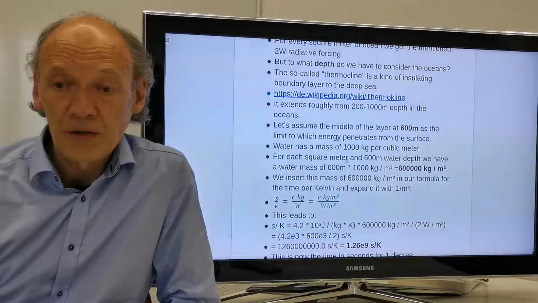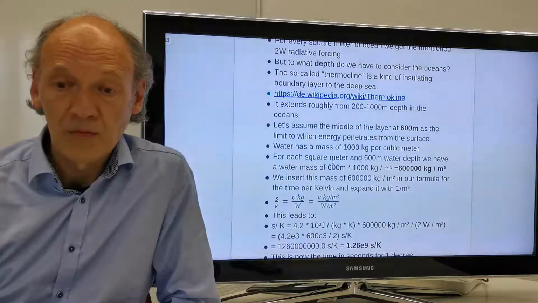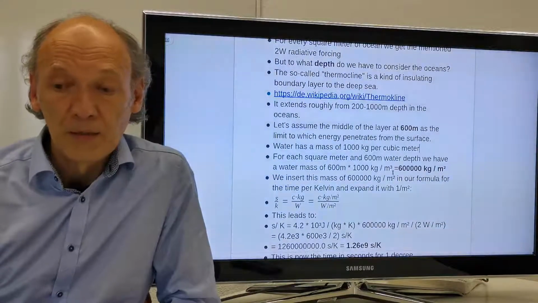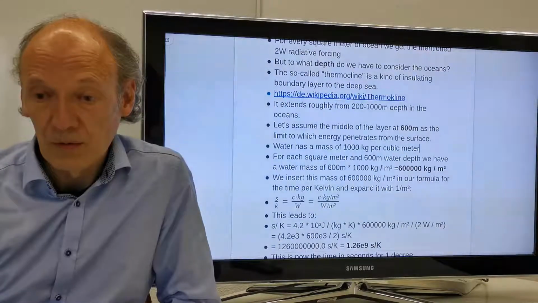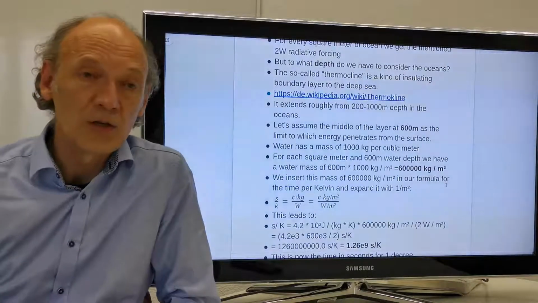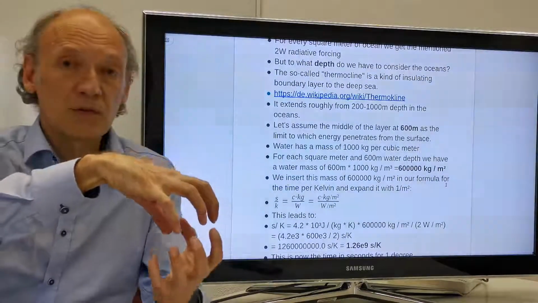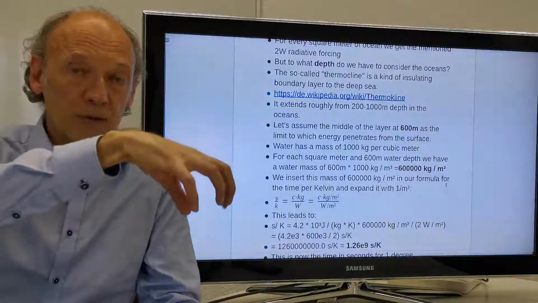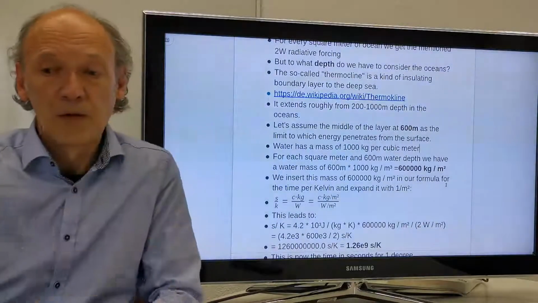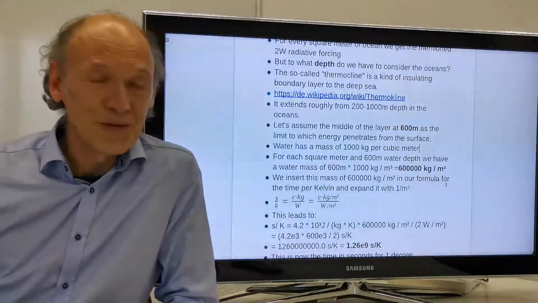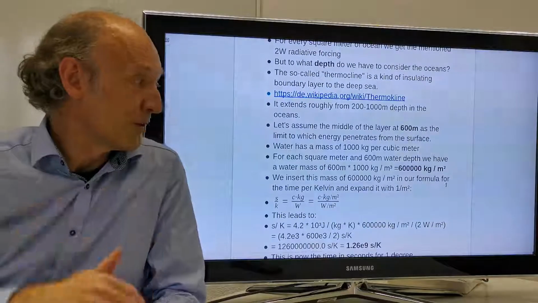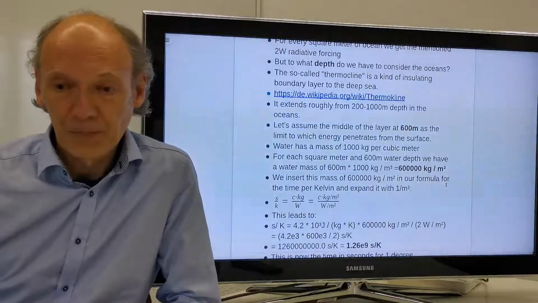And for each square meter and 600 meter water depth, we have a water mass of 600 meters times 1,000 kilograms per cubic meter, and cubic meter cancels, so we have 600,000 kilograms per square meter. So for each square meter we have 600,000 kilograms of water below it. So for each square meter we need to warm up these 600,000 kilograms or 600,000 liters. So that's a lot, right? We have basically our bicycle lamp, and then we have those 600 tons that we need to warm up.